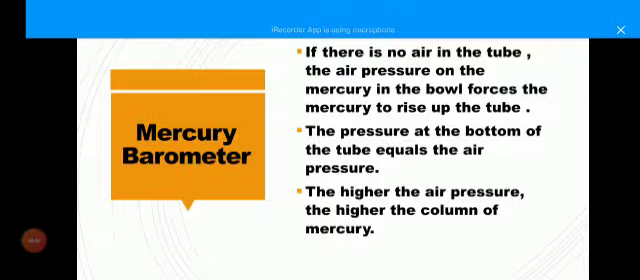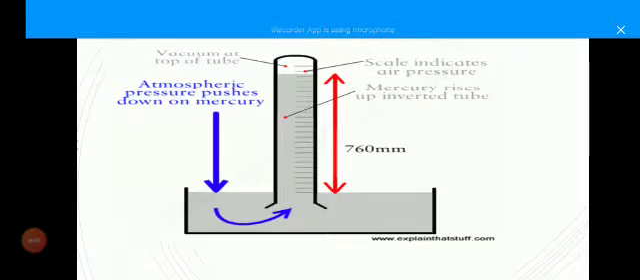Mercury barometer. If there is no air in the tube, the air pressure on the mercury in the bowl forces the mercury to rise up the tube. The pressure at the bottom of the tube is equal to the air pressure. The higher the air pressure, the higher the column of mercury. Look at this one diagram. This is the tube, but this is the inverted tube.